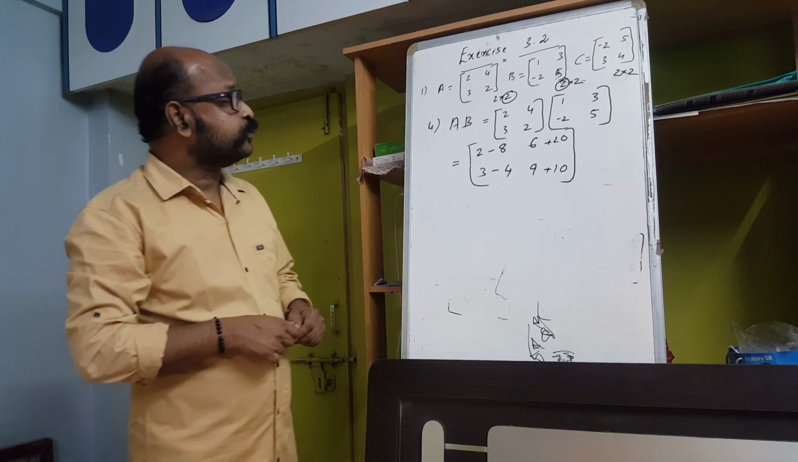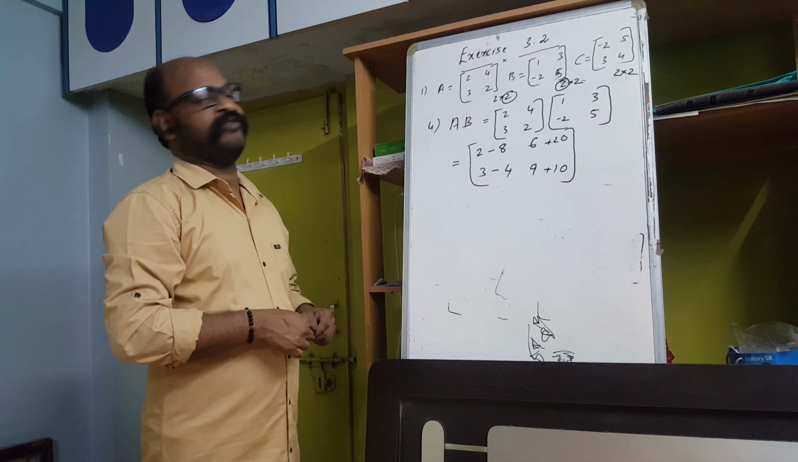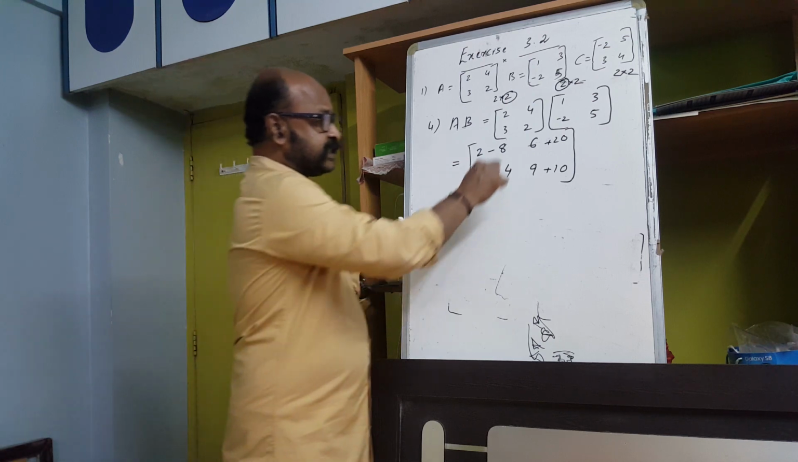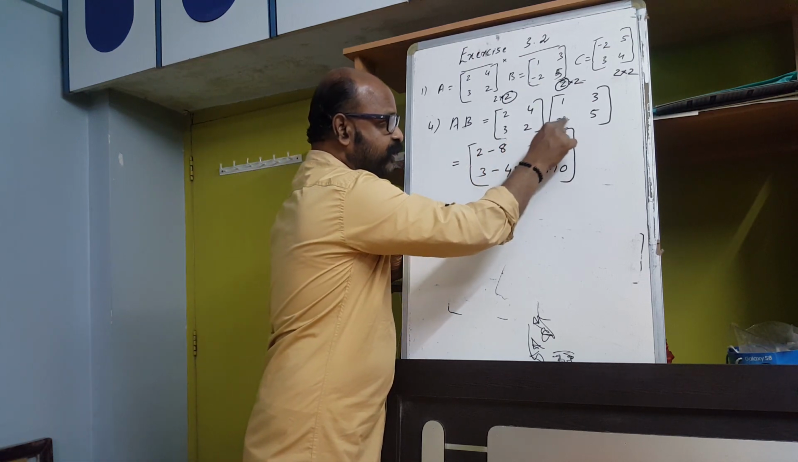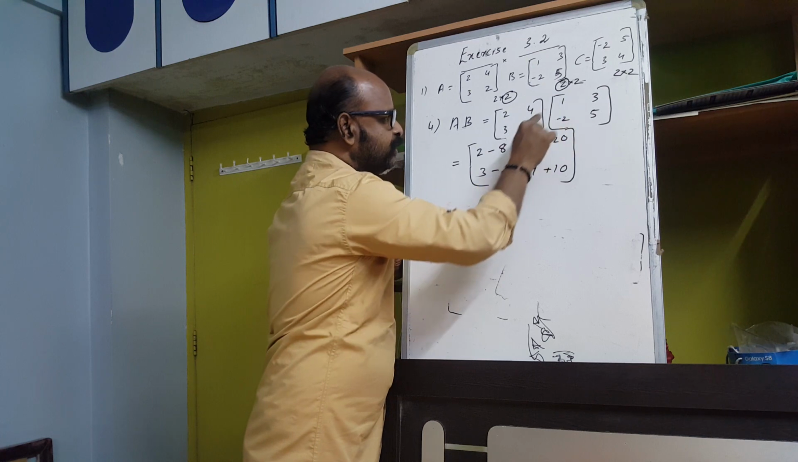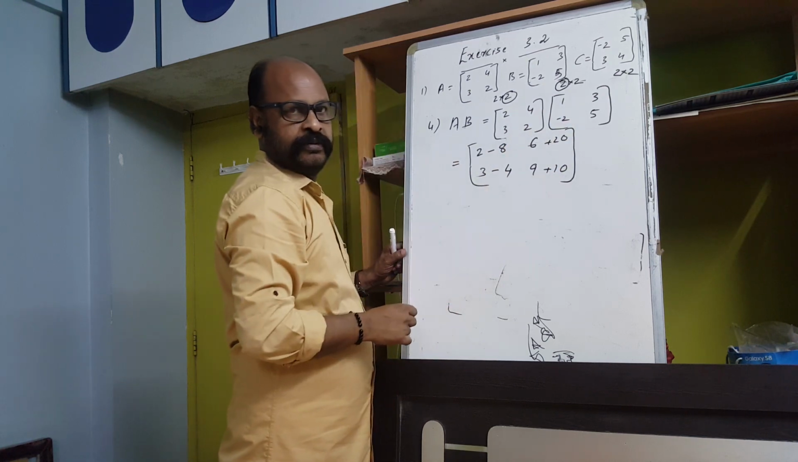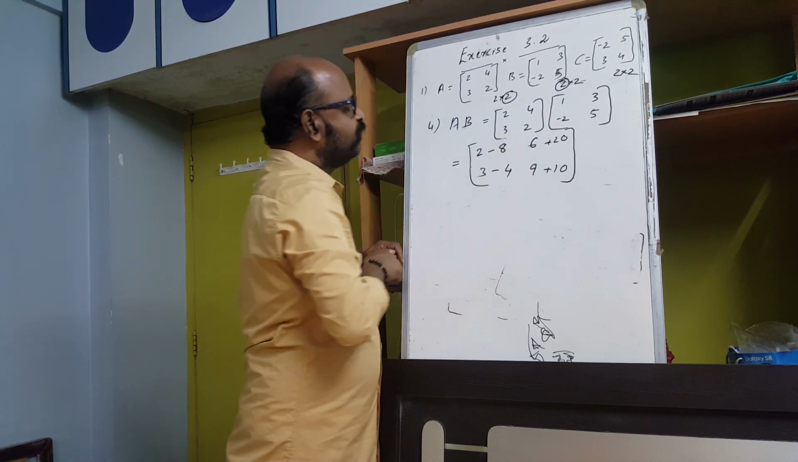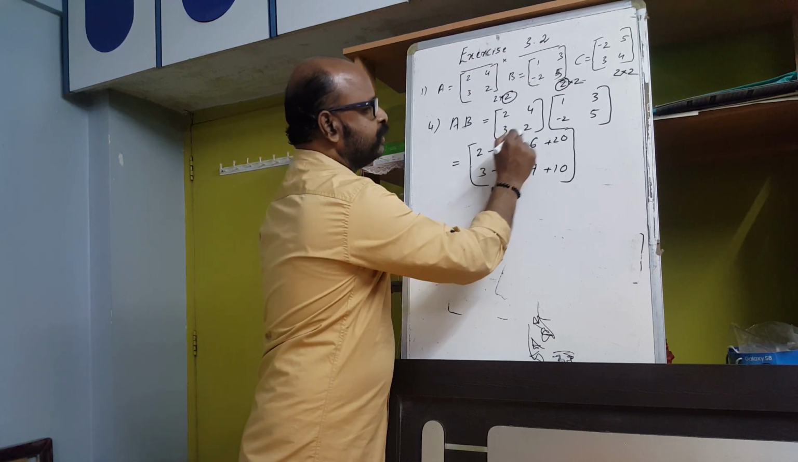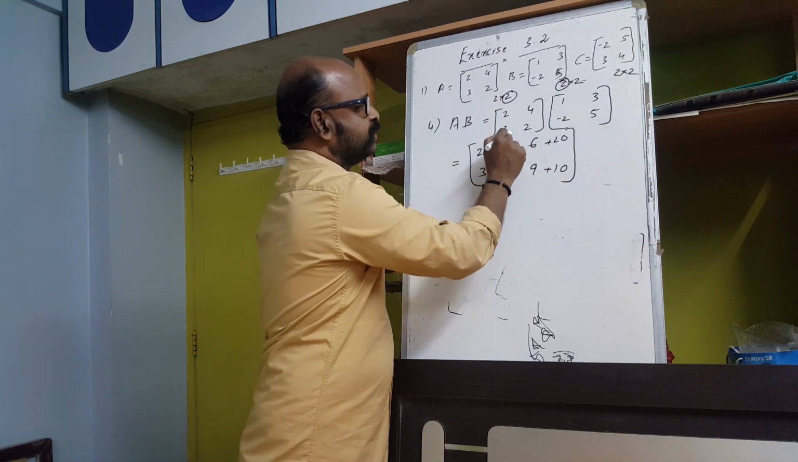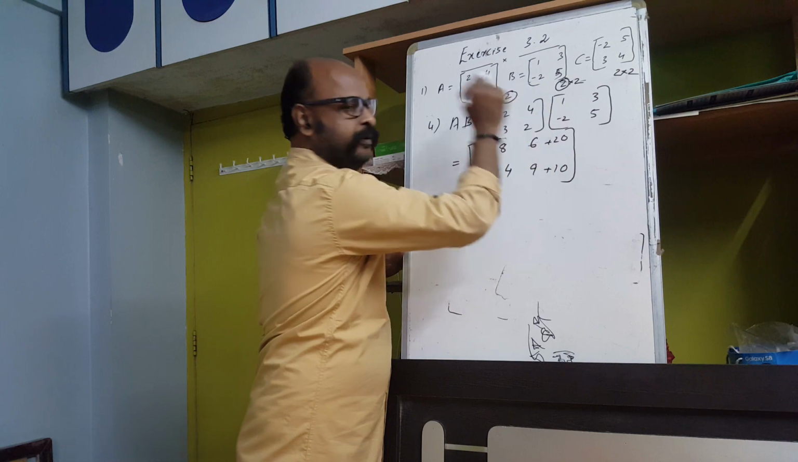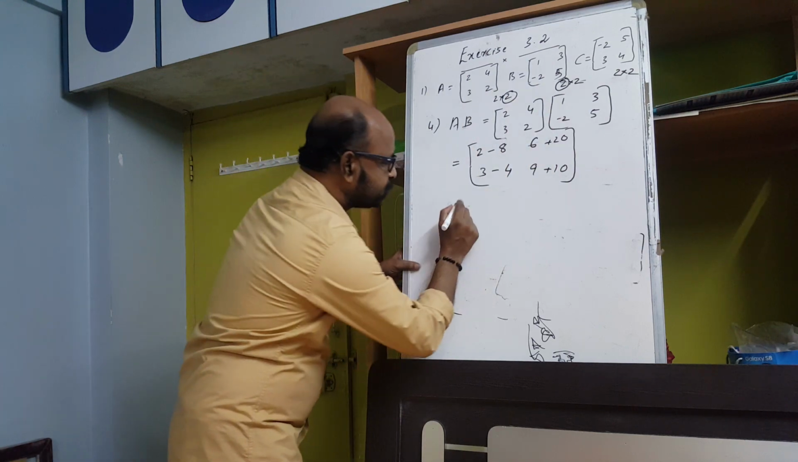Then we come to the second row of AB. So what we have done? Second row of A into first column. That is 3 into 1, 3, 2 into minus 2, minus 4. Then second row of A into second column. So it will come 3 into 3, 9, 2 into 5, 10. Can we simplify these elements?